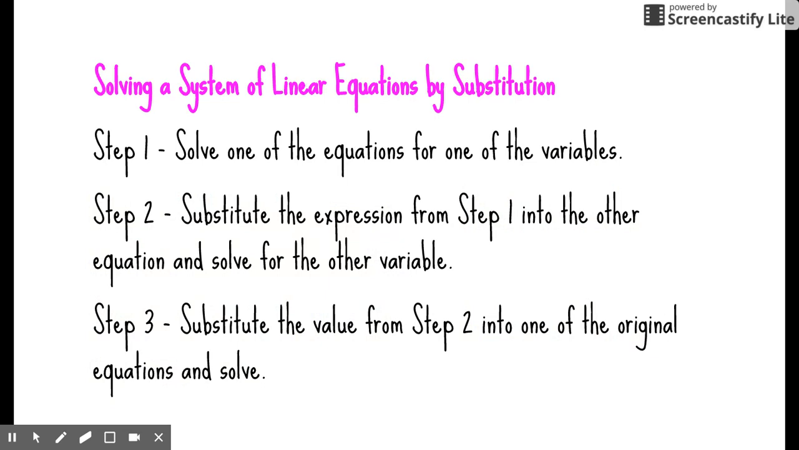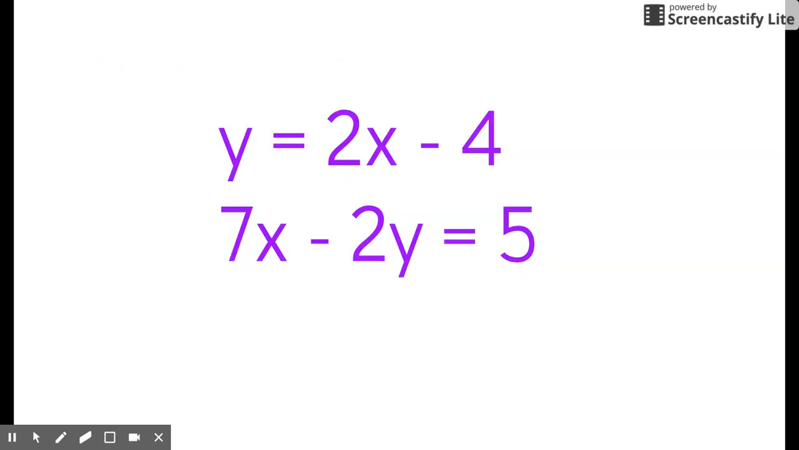Right now, I'm just going to outline steps 1 through 3 in solving a system of linear equations by substitution. So we've already discussed how a system is two equations together. Step 1 is to solve one of the equations for one of the variables, whether it's x or y. Doesn't matter which one you solve for. Step 2 is to substitute the expression from step 1 into the other equation and solve for the other variable. And this will all make sense in a moment. And step 3 is to substitute the value from step 2 into one of the original equations and solve.